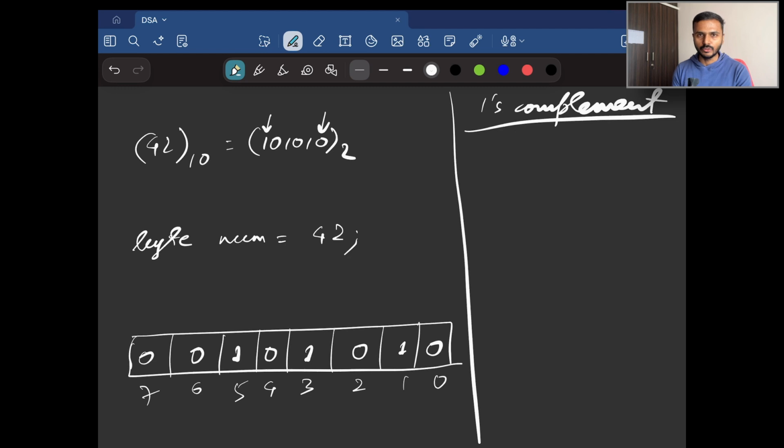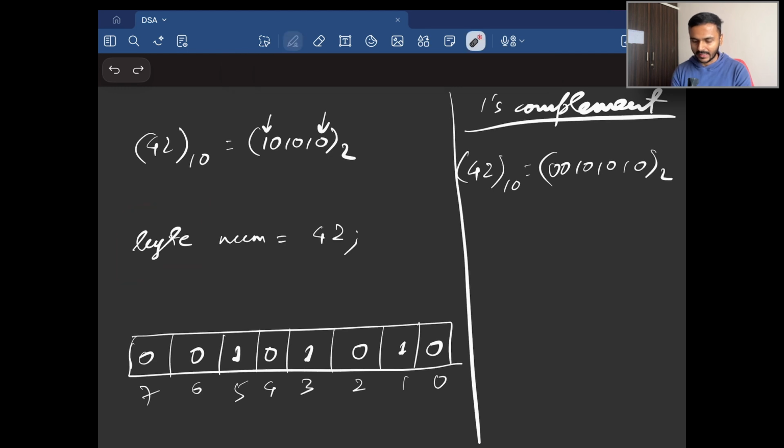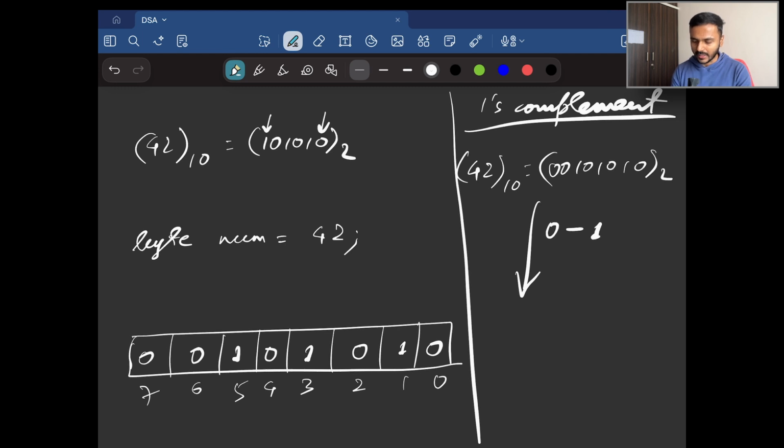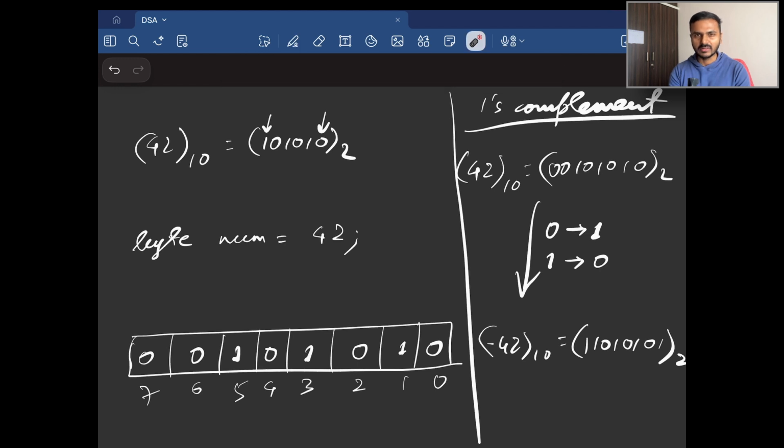Now, ones complement is used to represent negative numbers. Let's see how. If we have 42 in decimal, which is being represented as 00101010 in binary, assuming that we have used the byte data type, its one complement will be generated this way. All 0 will be converted to 1 and all 1 will be converted to 0. So basically we are just inverting the bits. So 00101010, which is for 42, will become 11010101 for minus 42. So this is how simple it is.